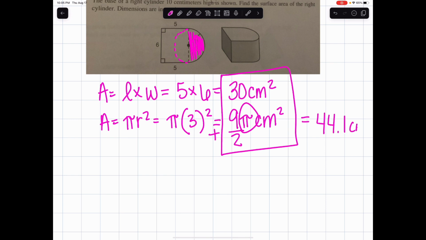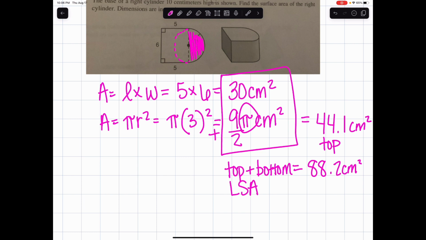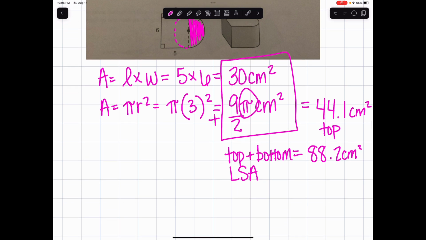44.1 centimeters squared. What did we just calculate? Always ask yourself that. What did we just calculate? That's the area of the top only. Now I have to multiply that by 2 to make it the top and the bottom. So now it's 88.2 centimeters squared. Now I still need the lateral surface area to add to that. What is the lateral surface area?